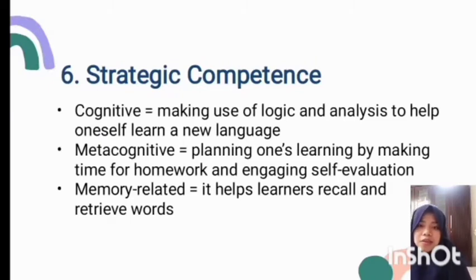The last competence is strategic competence. It has three fields: cognitive, metacognitive, and memory related. Cognitive means making use of logic and analysis to help oneself learn a new language. And second is metacognitive. It's about planning one's learning by making time for homework and engaging in self-evaluation. And the last field is memory related. It helps learners recall and retrieve words.